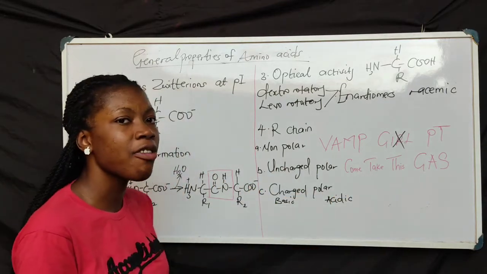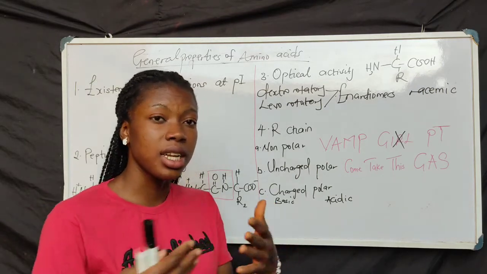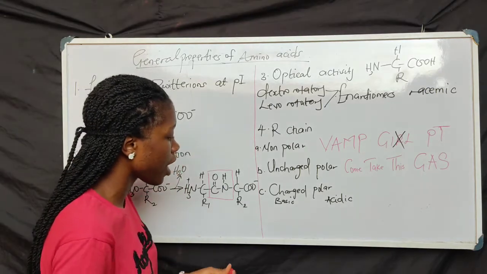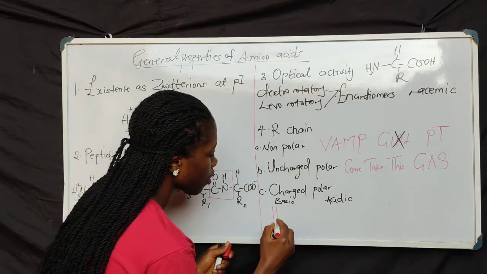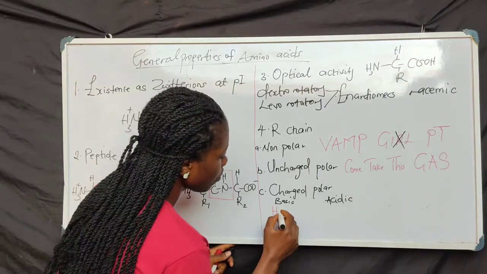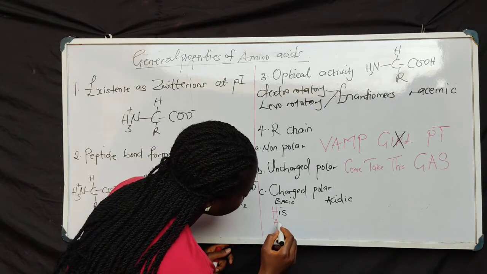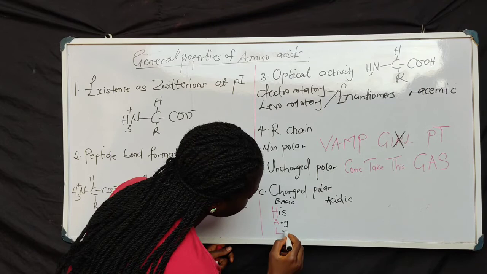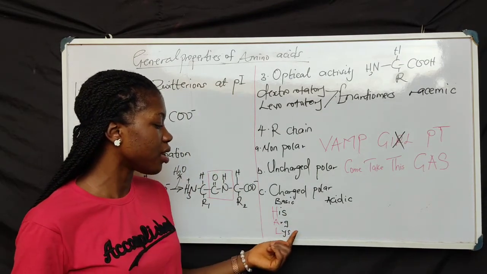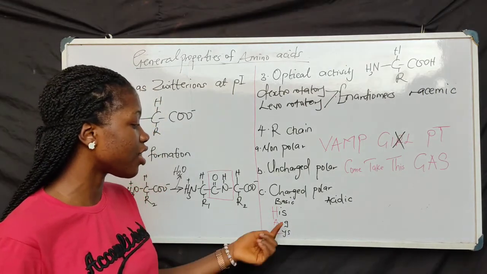Okay, for charged polar amino acids. Now, charged meaning they have either negative or positive charge, more like saying basic and acidic amino acids. Now, for basic amino acids, we have 3 of them. That is histidine, arginine, and lysine. All for the basic amino acids: histidine, arginine, and lysine.